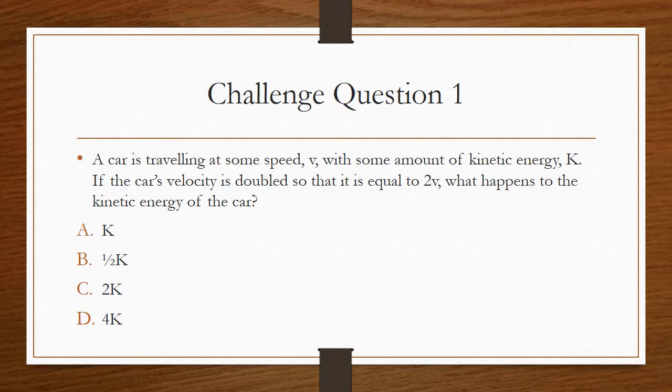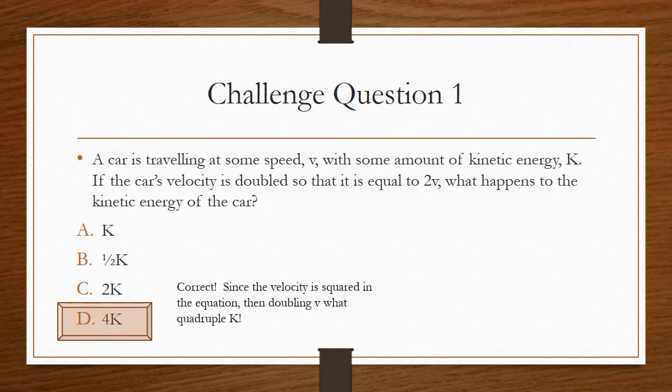If you said D, you would be correct, because since the velocity is squared in the equation, doubling that actually quadruples the kinetic energy. You have to square that factor as well, so 2 squared is 4.